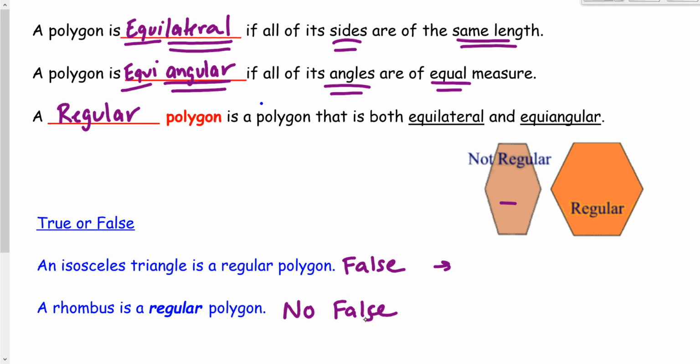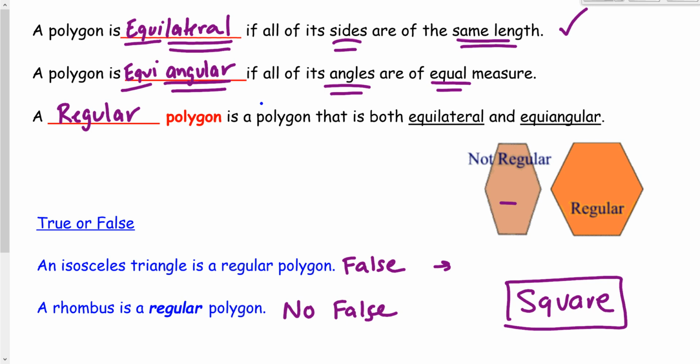What would the regular polygon be for quadrilaterals? A square. A square has all four sides congruent, making it equilateral, and it has four congruent angles. So that is going to be a regular polygon.